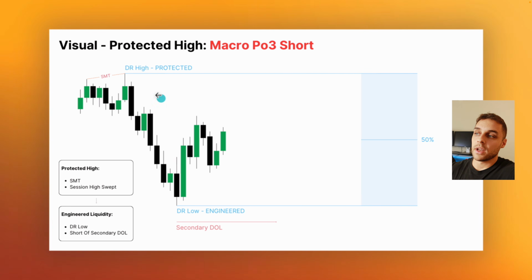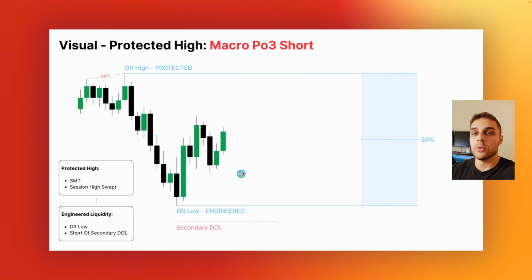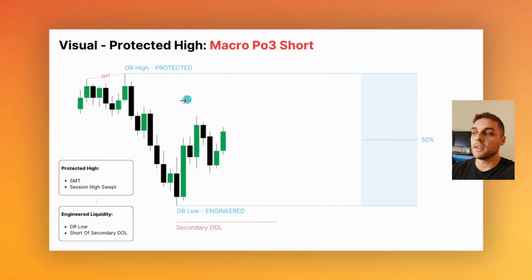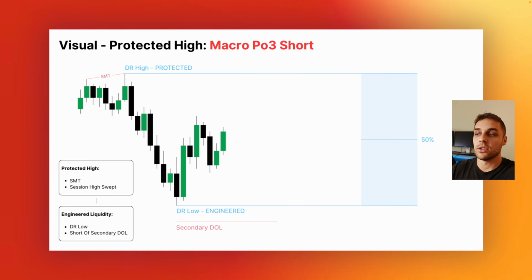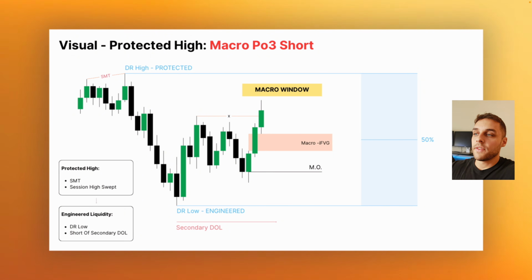That not only tells us, okay, we have a protected high up here, but we also have a clear reason to expect lower prices and this bearish continuation to continue. Okay, so protected high, engineered liquidity as our dealing range low. Okay, now continuing forward, once we've identified these two things, how do we get involved?